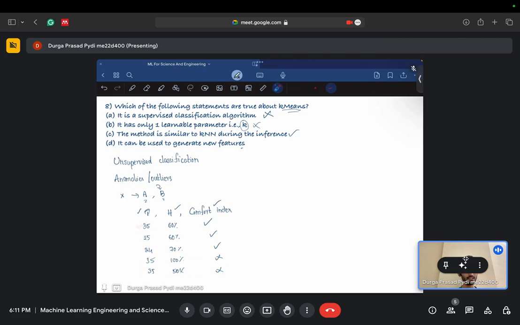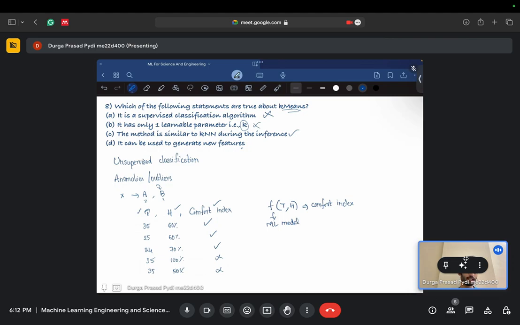But when you train the model, you want to predict the comfort index directly. So if you want to train a model that takes T and H as input and predicts whether you are comfortable or not, basically it's a classification problem. It will tell you whether you are comfortable or not. F is the model that you are training.